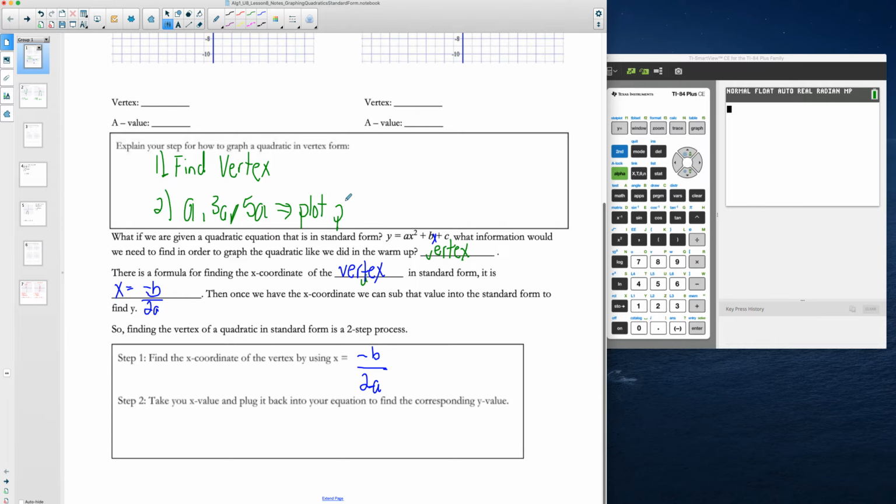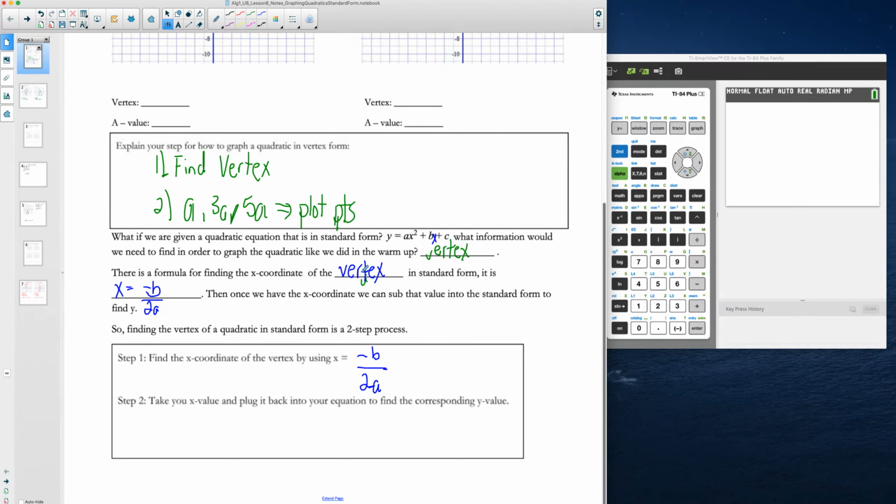All right, I'm going to abbreviate points here just to save a little bit of time. There we go. So this is still going to be our process. We want to find the vertex. We still want to do a, 3a, 5a to plot our points, and this is going to be exactly the same. This is where the variance is a little bit in our forms here.